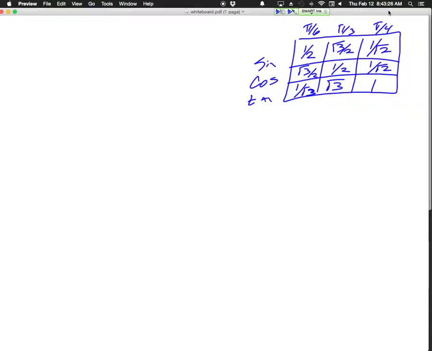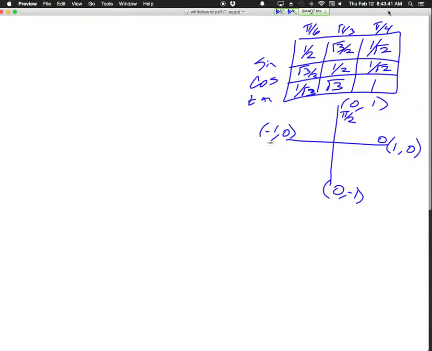The other thing we need is the quadrantals. So my ordered pair here is 1, 0, 0, 1, negative 1, 0, 0, negative 1. So this is 0, this is pi over 2, this is pi, this is 3 pi over 2, and then I have ASTC. We'll need that information when we're solving trig equations.